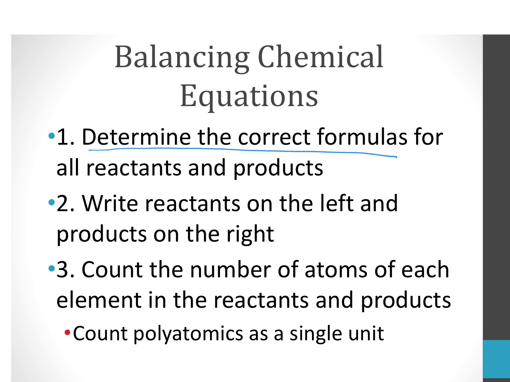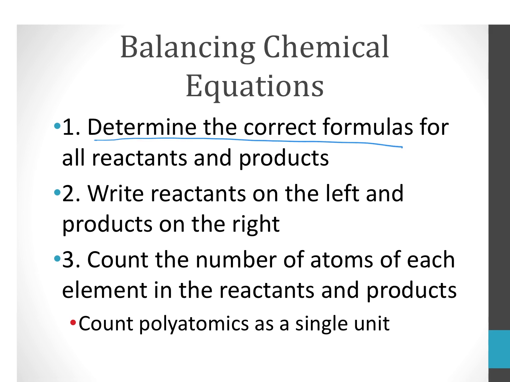And then we're just going to set up our equation. We're going to do that skeleton equation we talked about on Monday. So just making sure reactants are on the left side of the equation, products are on the right side of the equation. And then in order to balance, you have to know your quantities that you're starting with. Okay, so then you just count the number of atoms of each element you have on both the reactant side and the product side.